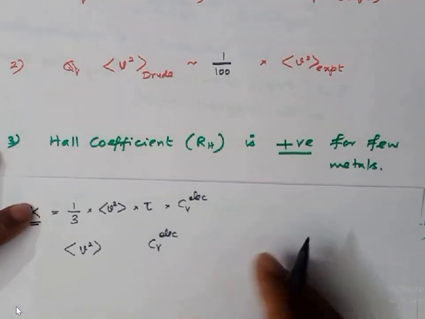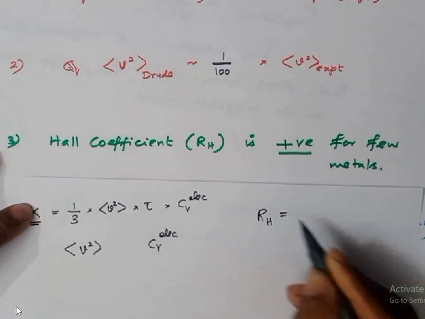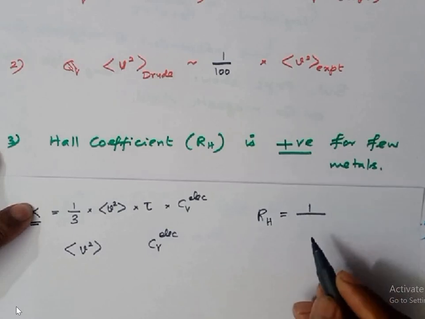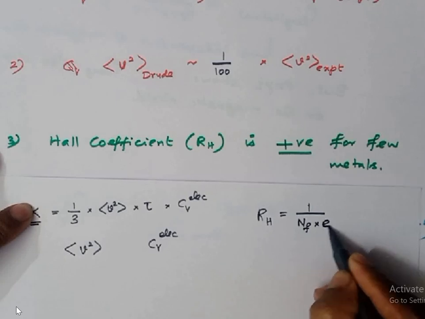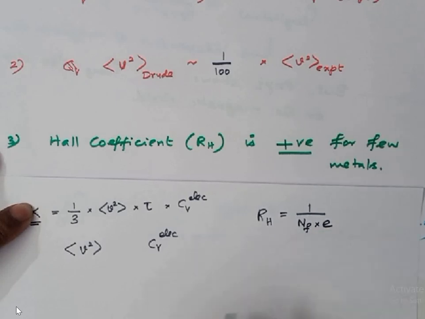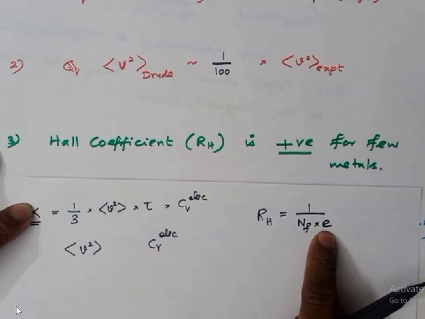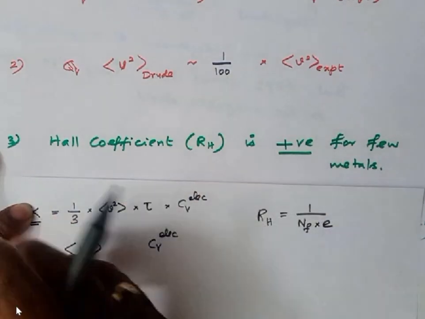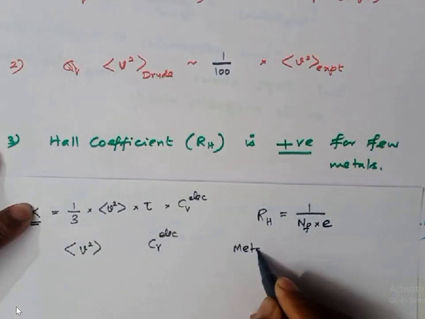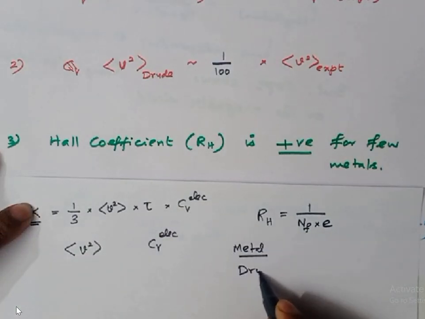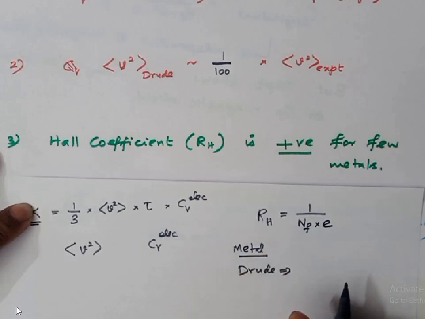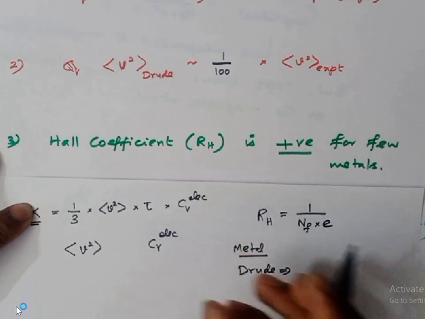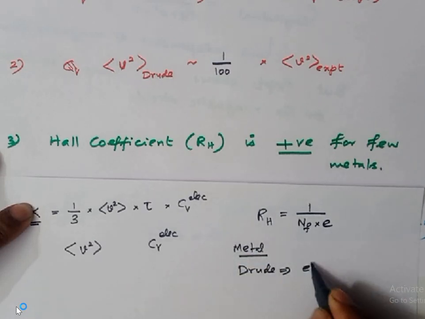Then the next important limitation is about the Hall coefficient. We have discussed that the Hall coefficient RH is equal to 1 by the number of free electrons per unit volume into the charge of the carrier. Suppose you take a metal: according to Drude, free electrons are responsible for conductivity. Therefore the charge carriers in a metal are the free electrons, and free electrons carry negative charge.